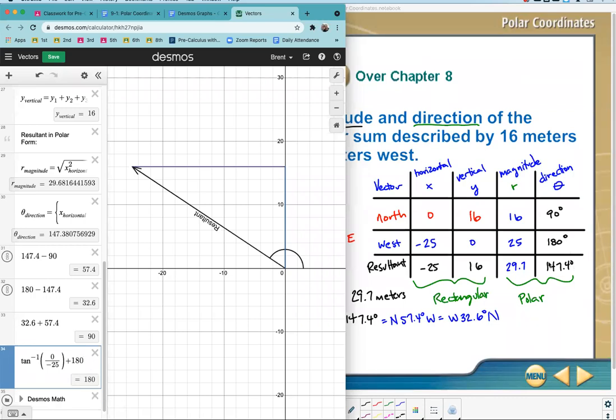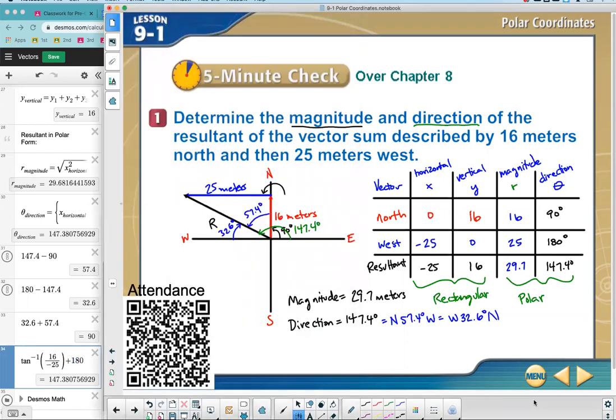Notice these two do not add up to give you that. You would again do the inverse tangent. Inverse tangent of 16 over -25. You would need to add the 180 because again, you're on the left side of the graph, and that is the exact angle we got there. So there's the algebra behind what the calculator does. So there's number 1, really slowly done.